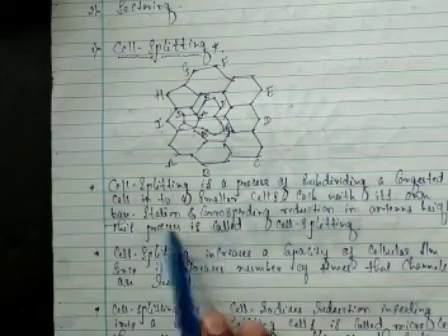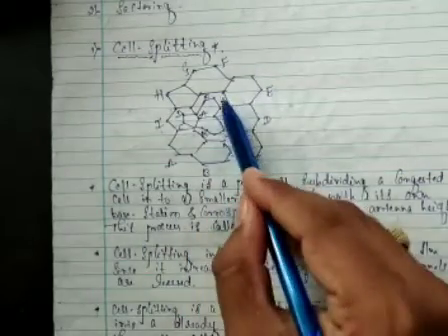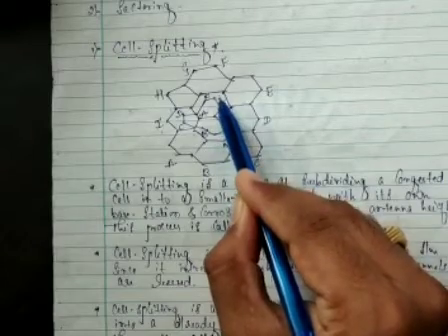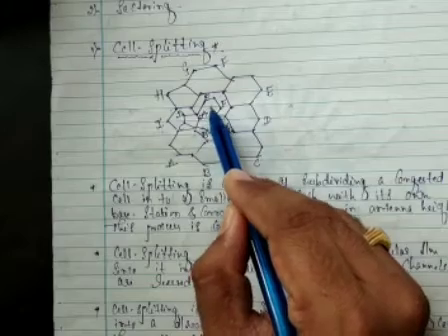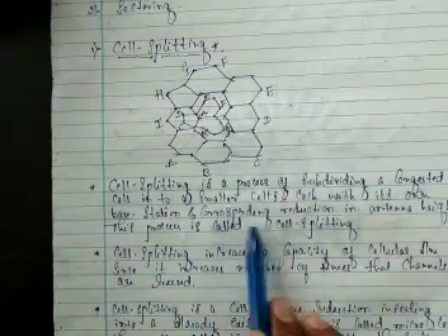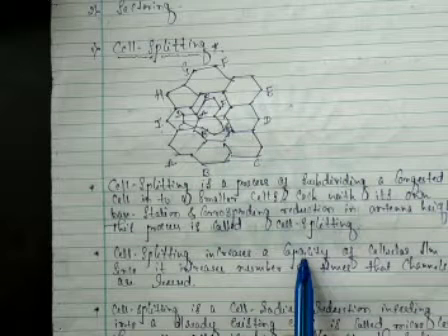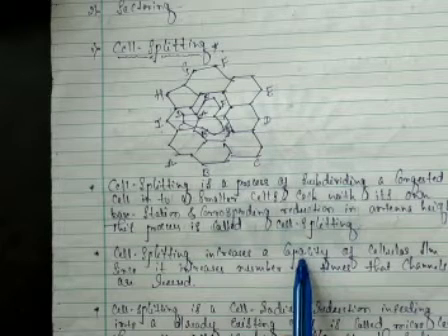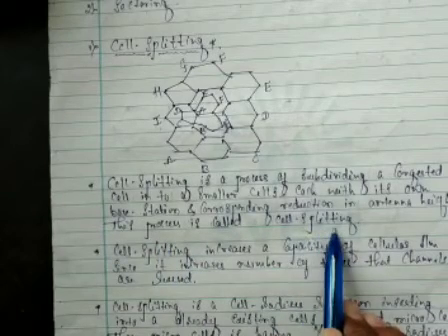Each with its own base station and a corresponding reduction in the antenna height. Whatever the height of the antenna of the existing cell, it is decreased for the already inserted cells. That is the corresponding reduction in the antenna height. With that we can accommodate more and more subscribers. That is one of the advantages. This process is called cell splitting.